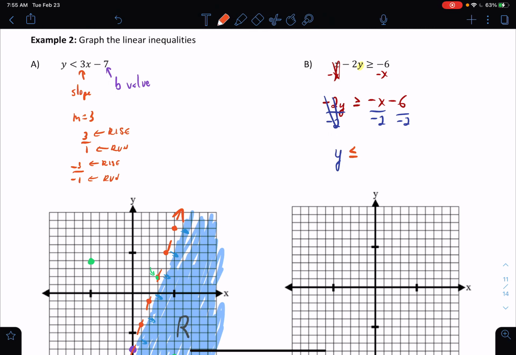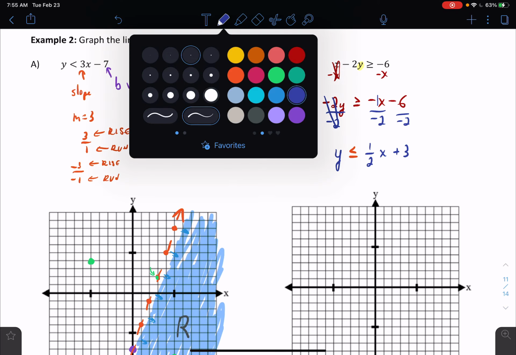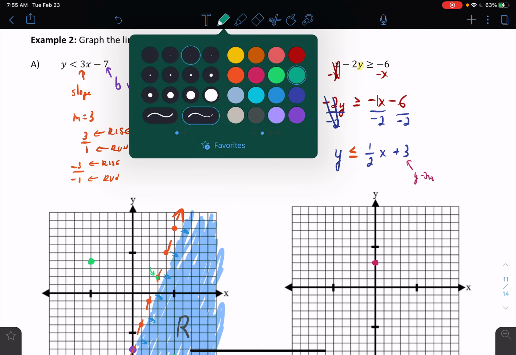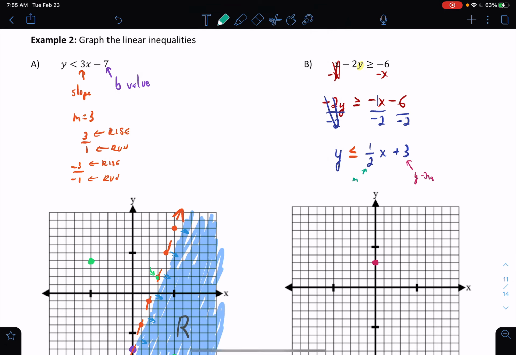Flip the inequality symbol. So then continuing on, we've got negative 1 divided by negative 2, which is going to give me positive 1/2 for my slope. So we get 1/2 x, and then negative 6 divided by negative 2, which is positive 3. So now we are ready to graph. So this is my y-intercept. So I'm going to start at 3. This is my slope. So 1 over 2, this is going to be my rise over run.